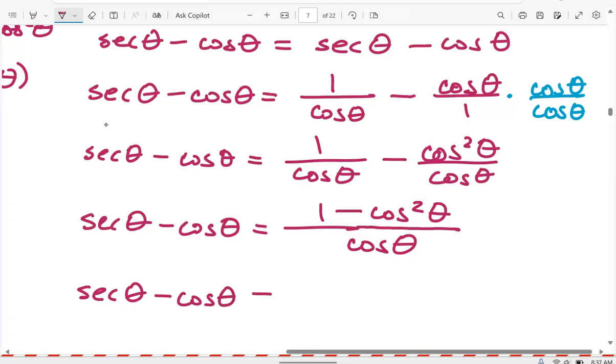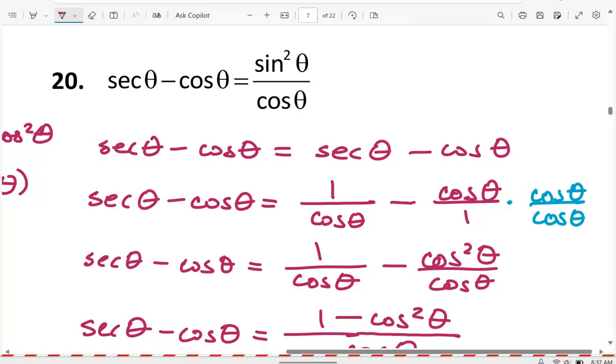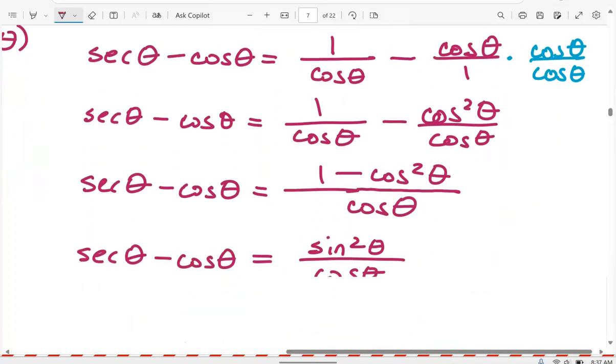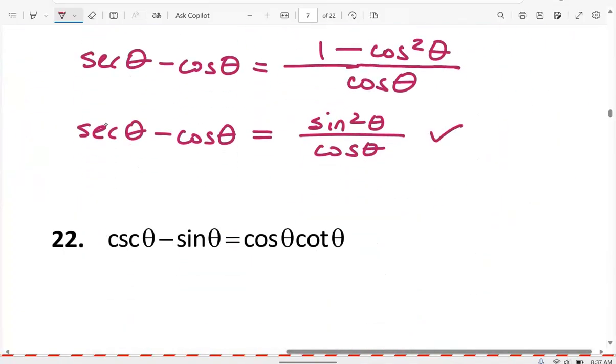And now, using a Pythagorean identity, 1 minus cosine squared of theta is one of those variations on the Pythagorean identity. So 1 minus cosine squared of theta is equal to the sine squared of theta. And if you remember, that's what we were trying to prove. So now we've reached the desired last step and are done with that proof.